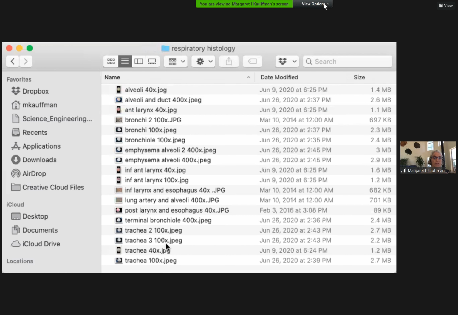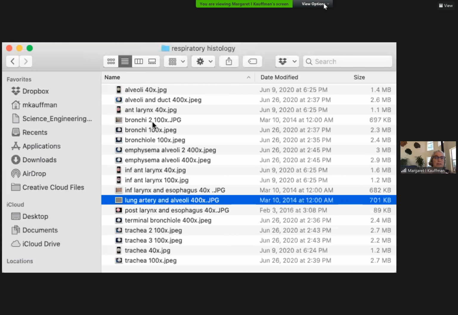And let's pick one like the trachea, I think. Maybe a little bigger trachea. Yeah, let's try a little bigger trachea if I have one. Something that's a little bigger. Or a bronchiole. I should have looked at this one before, obviously.